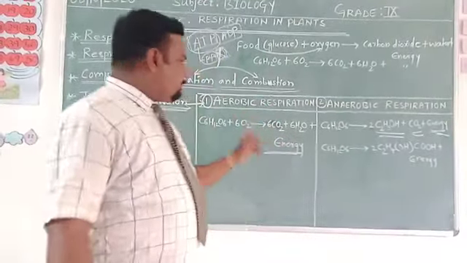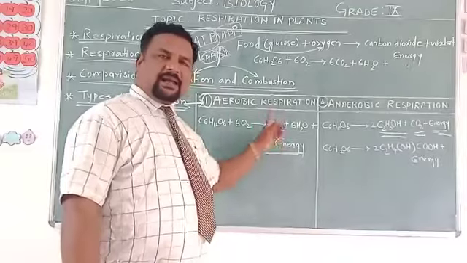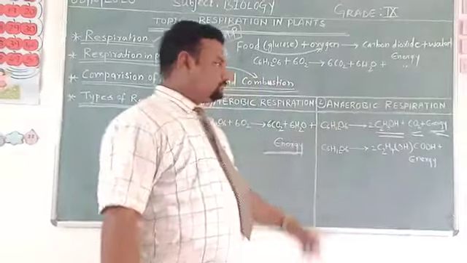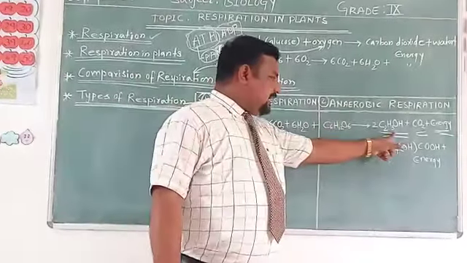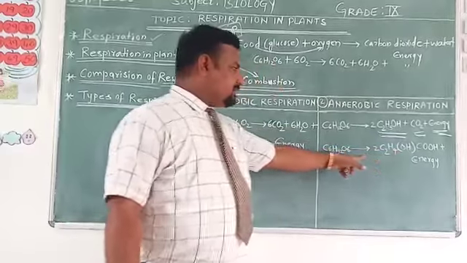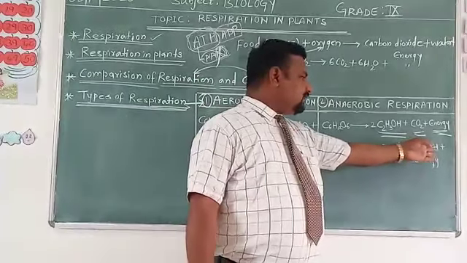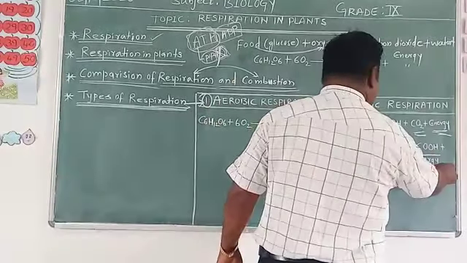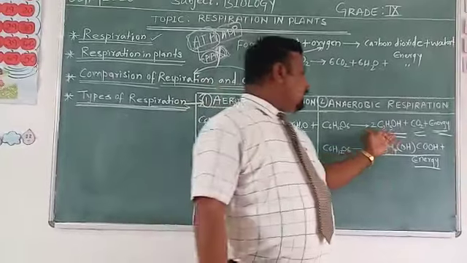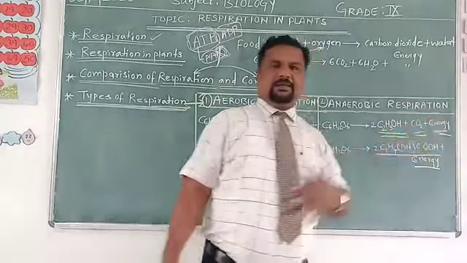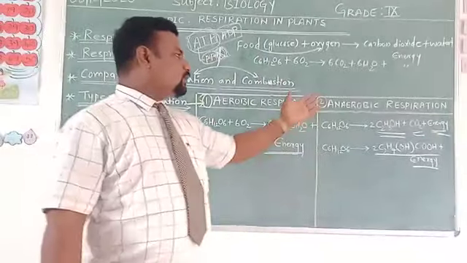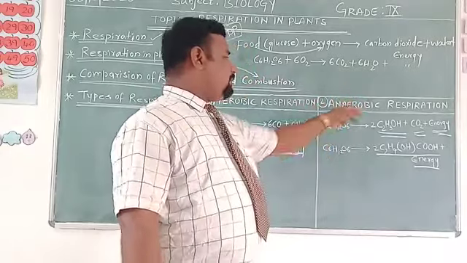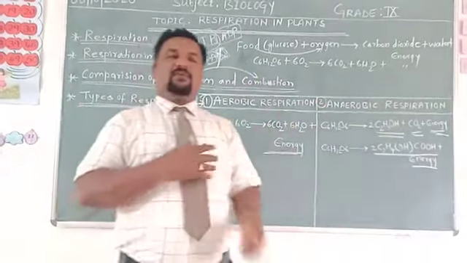So here the end products of aerobic respiration are carbon dioxide, water and energy. End products of anaerobic respiration are ethyl alcohol and lactic acid, C2H4OH COOH. This is lactic acid. Lactic acid and energy is produced, or we can call it ethyl alcohol and carbon dioxide plus energy is produced. These are the end products. So in organisms like yeast, a unicellular fungus, this anaerobic respiration we can otherwise call fermentation also.